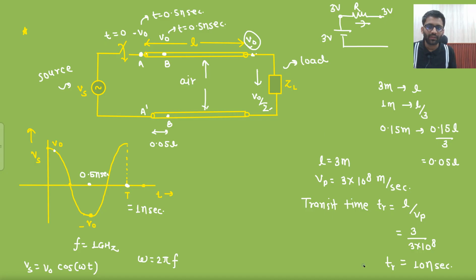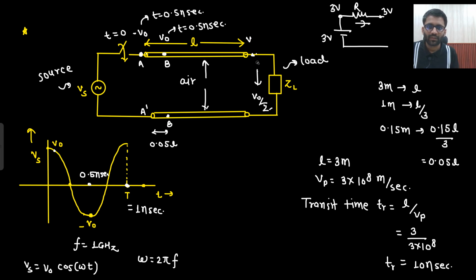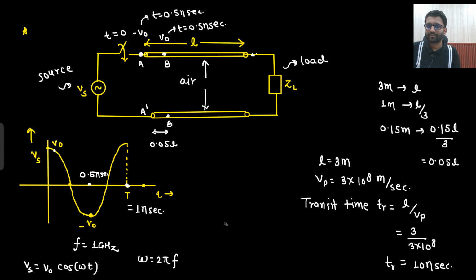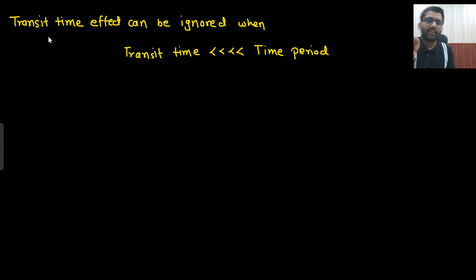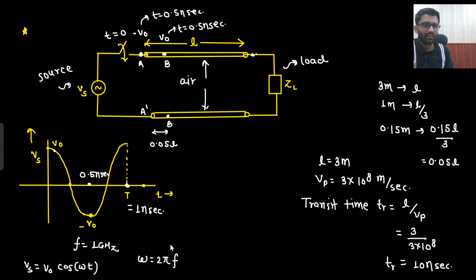Is that clear to you? So let's remove it. Okay, fine. So when can the transient time effect be ignored? When the transient time is very, very less than the time period. So TR is very, very less than the time period. What is your TR? Length divided by the speed. Length divided by speed, which is very, very less than... can I write 1 by F? Time period is 1 by F only, right?